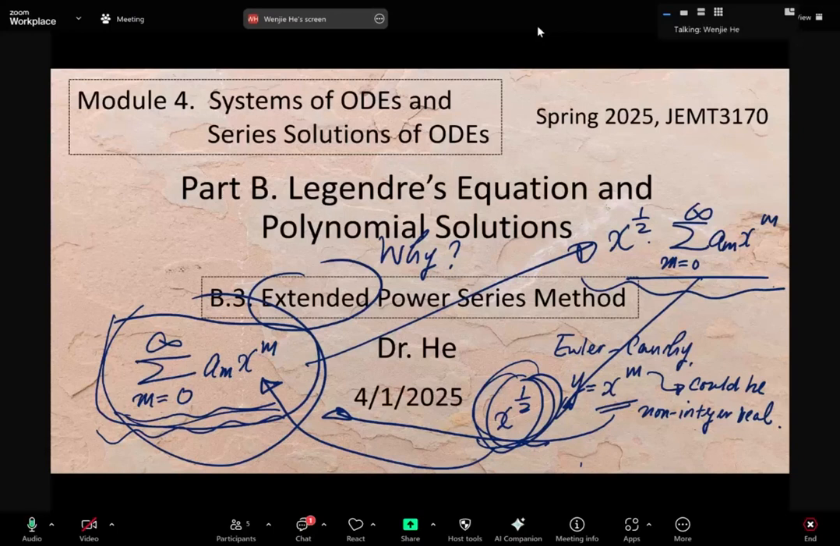Then we can cover more cases, right? We can represent more solutions. But here, in general, 1/2 is just a special case. In general, we use a variable x to the r. The r could be any number, right? x to the r times a power series. How about that?